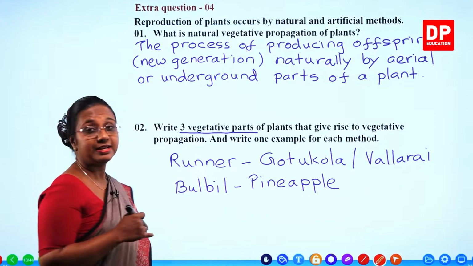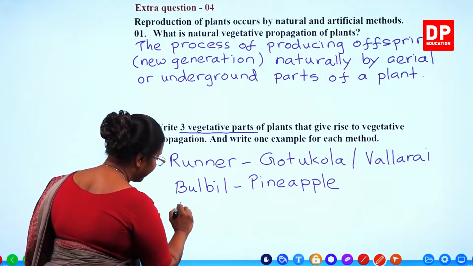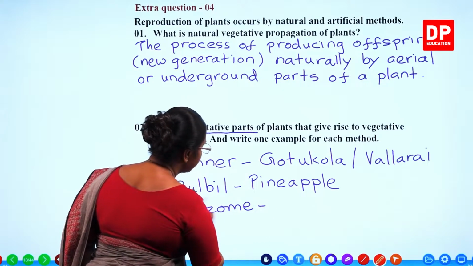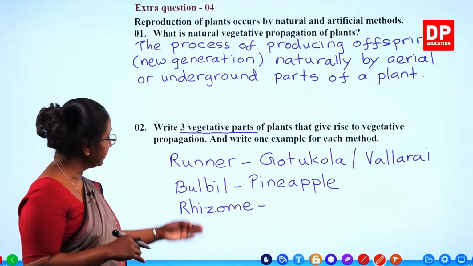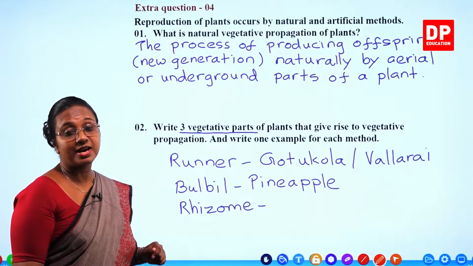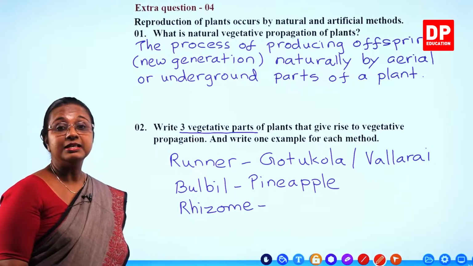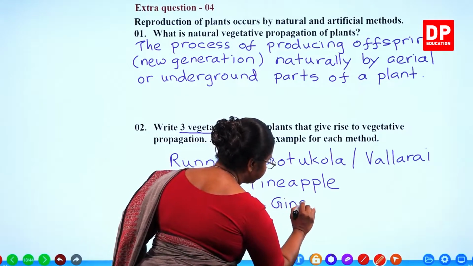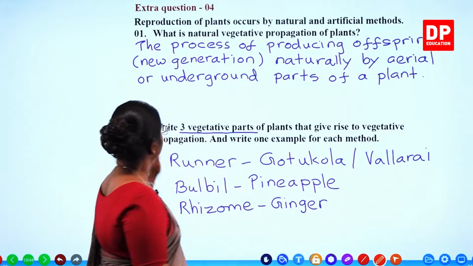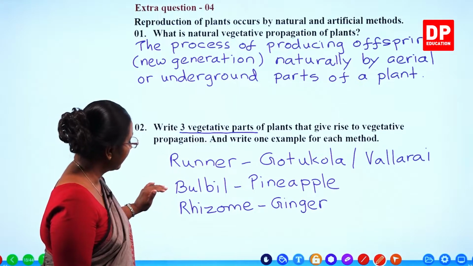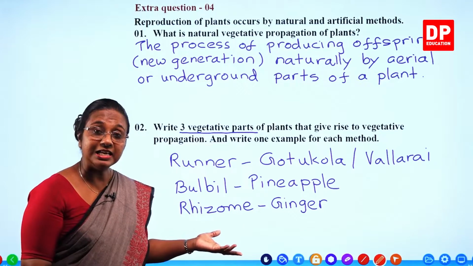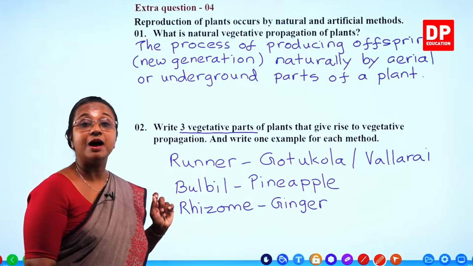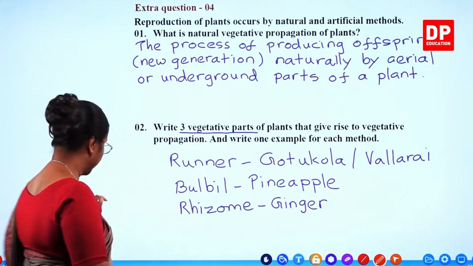Then we will write an example of underground stem. I will say rhizome. If you write as underground stem, students, you can write any example. Since I am writing it specifically as rhizome, it has to be either ginger or turmeric. So I will write ginger here. So three vegetative parts: runners, bulbils, rhizome. You can even write leaves, any other example as well. So with that, I'm going to move on to the next question.